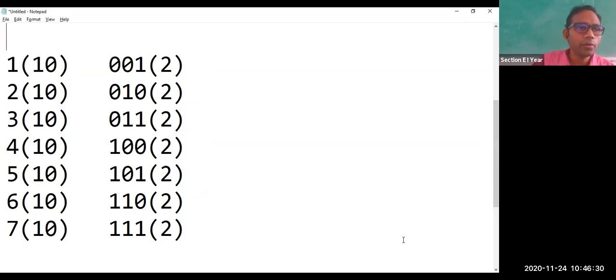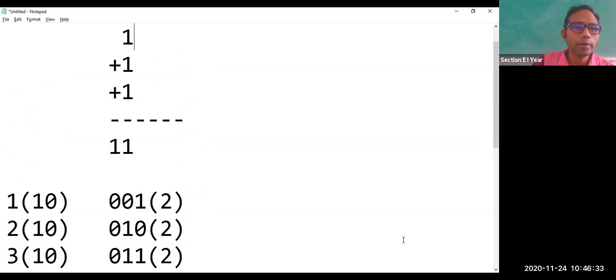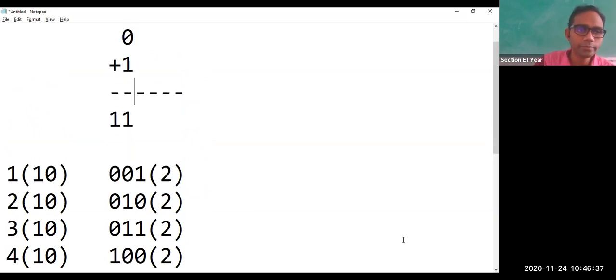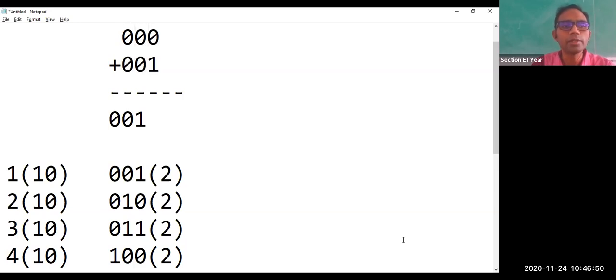So we said 0 plus 1. Decimal 0 plus 1 is what? 1 itself, right? Decimal 0 plus 1 is 1. So what is the binary equivalent of 1? We are going to get 0, 0, 1. So this is the result. Suppose you have the number 0, 0, 0 plus 0, 0, 1. The result is 0, 0, 1. Is that right? Any doubts till this part?